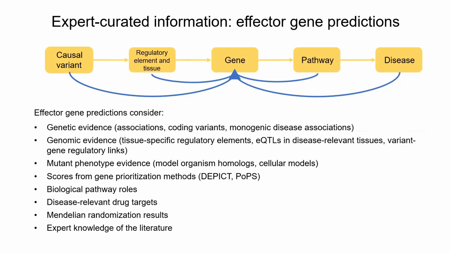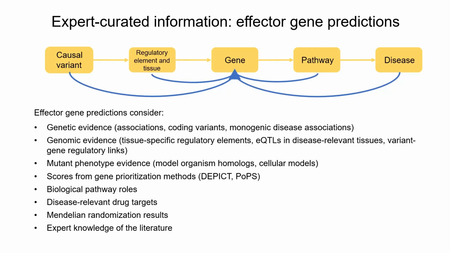Some of these methods use algorithms like DEPICT or PoPS, which themselves integrate different types of evidence to come up with a score. And there is a lot of different criteria that people use, and most importantly, perhaps, these people who make the lists are experts and they've been working in the field for a long time and they know the literature, they know what's been done. So they can also draw on various experiments, maybe in model organisms or in cells, and they know what is known about each gene and they can factor that into their predictions.